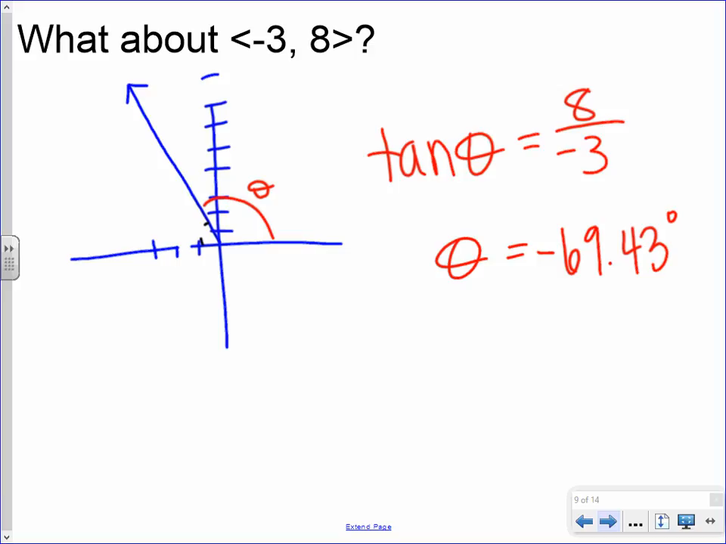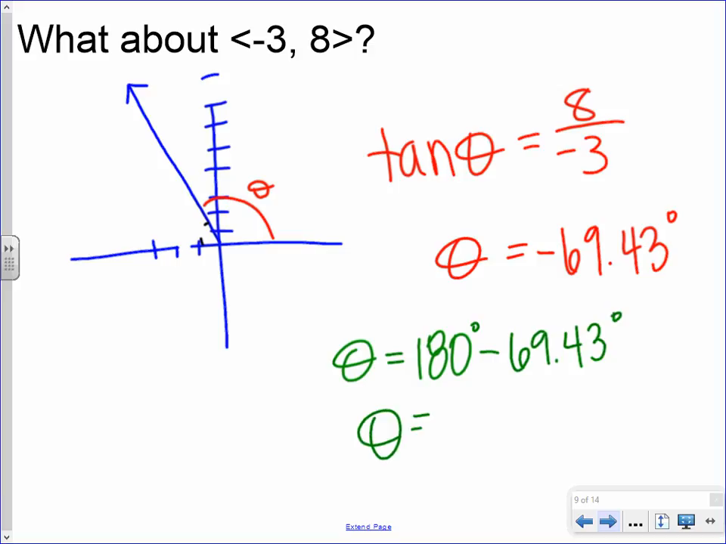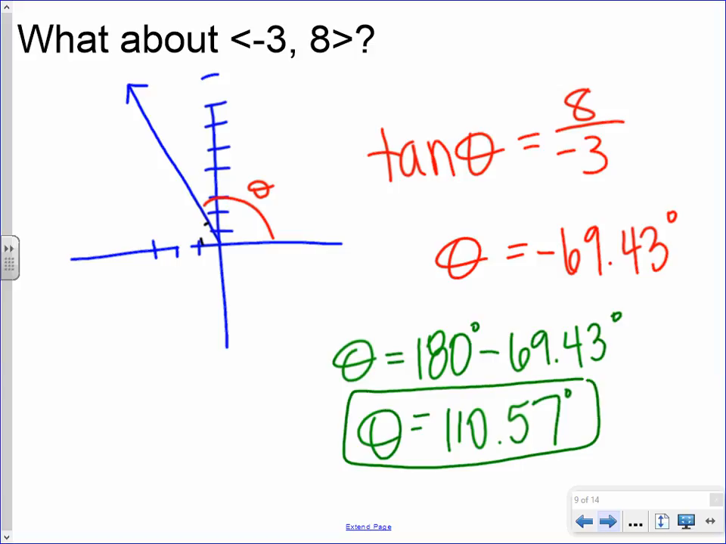Okay? So Gabe, how do I get that second quadrant angle? We're going to take 180 minus the 69.43 degrees to get a direction angle, and that makes sense for our second quadrant vector.